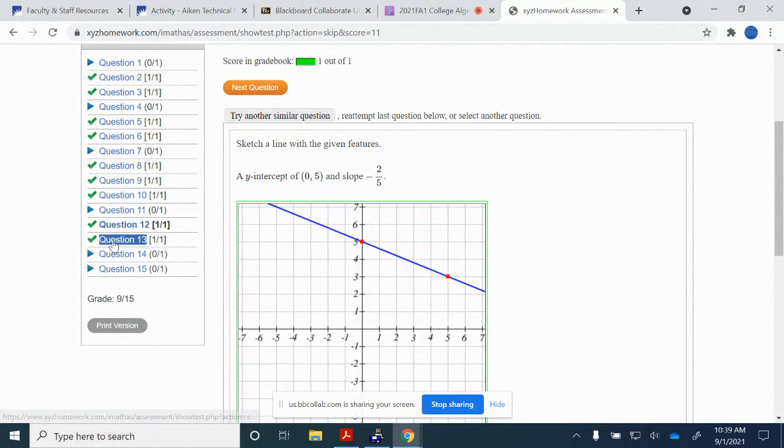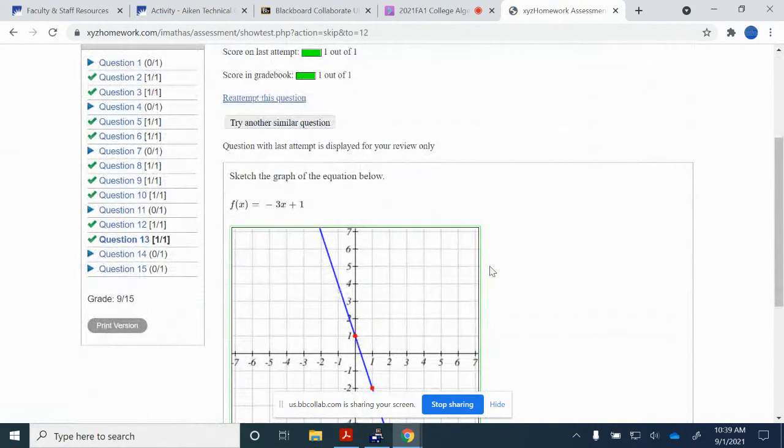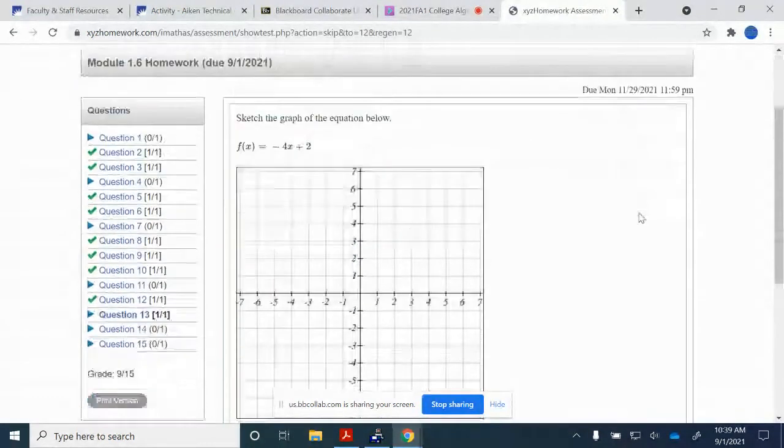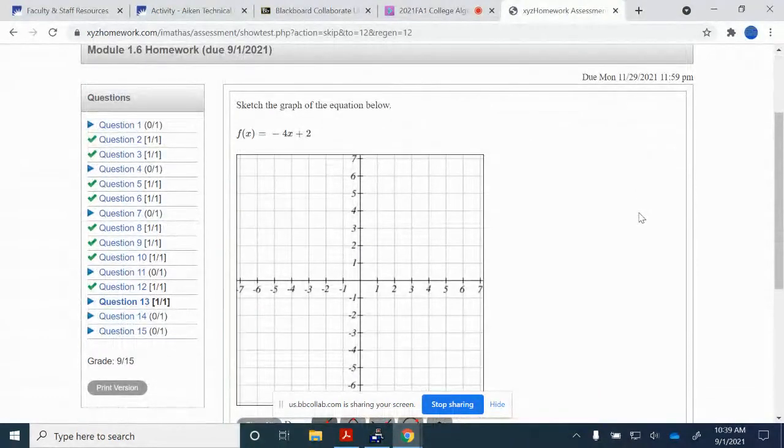All right, we're also going to take a look at number 13. And here again, we're asked to graph. We have to sketch the graph of the function below. f(x) = -4x + 2. So keep in mind that this is in slope-intercept form. f(x) is equal to negative 4x plus 2.